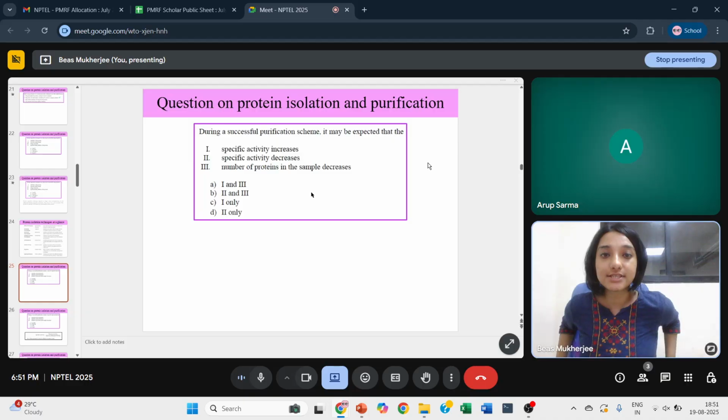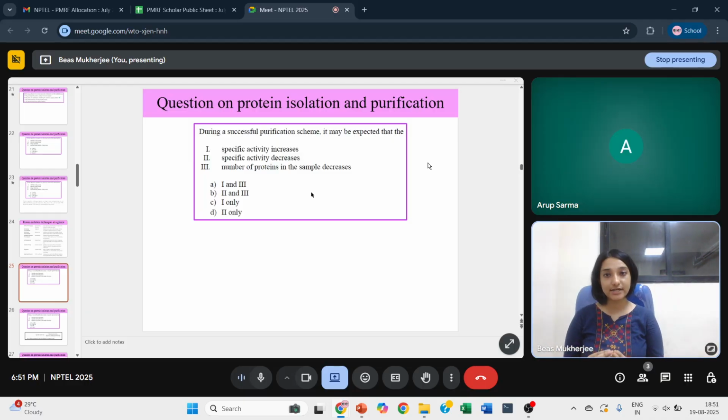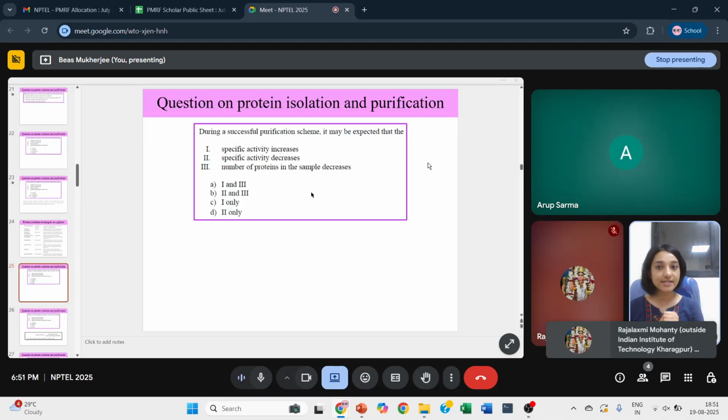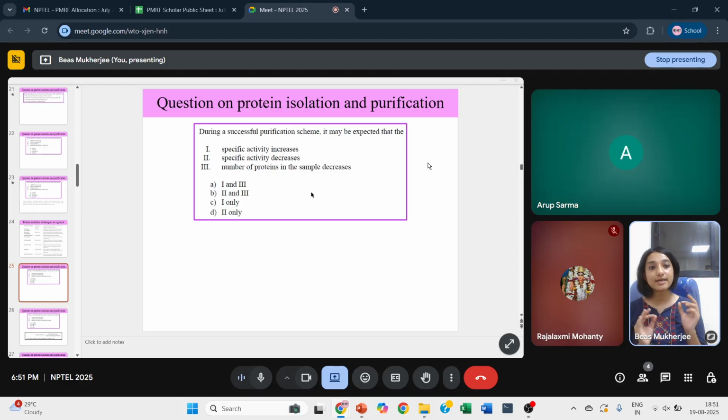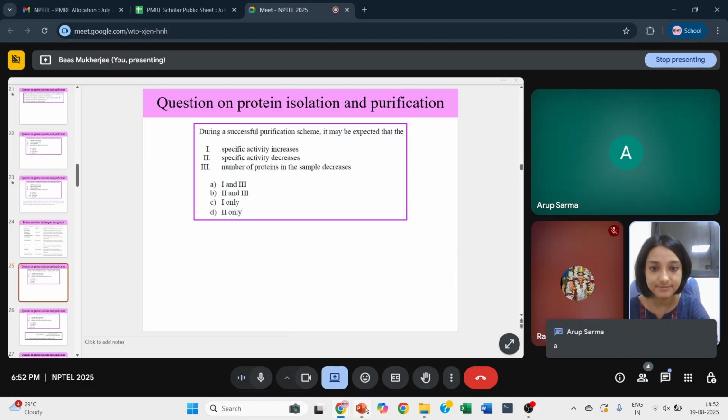Okay, so during a successful purification scheme, it may be expected that specific activity increases, specific activity decreases, the number of proteins in the sample decreases. So what happens in purification? Okay, so from a lot of proteins, you are isolating your protein of interest, and what can you expect from there? Let's say that your protein of interest is an enzyme. So what is going to happen to the specific activity and number of proteins in the sample?